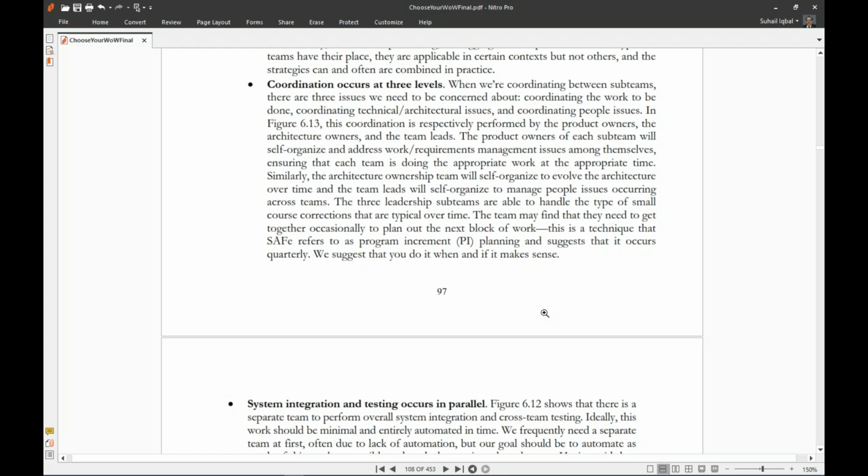The three leadership subteams are able to handle the type of small course corrections that are typical over time. The team may find that they need to get together occasionally to plan out the next block of work. This is a technique that SAFe refers to as Program Increment (PI) planning and suggests that it occurs quarterly. We suggest that you do it when and if it makes sense.